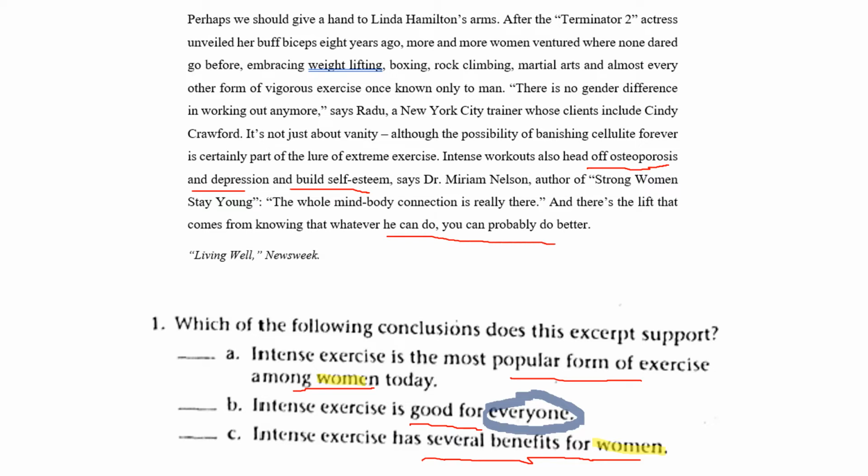So this whole passage is talking to women, so it's not going to be answer B. Is it the most popular form of exercise? Well, it doesn't say it's the most popular. It says there are many different exercises that have grown in popularity, but it does not say that it is the most popular. But there are benefits, physical benefits, mental benefits. So there are several benefits for women. The correct answer would be C.